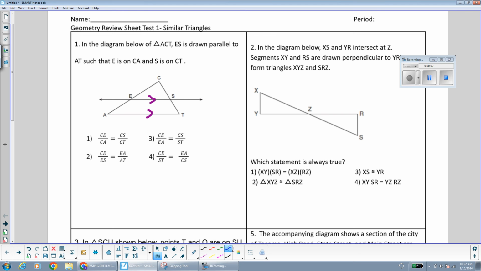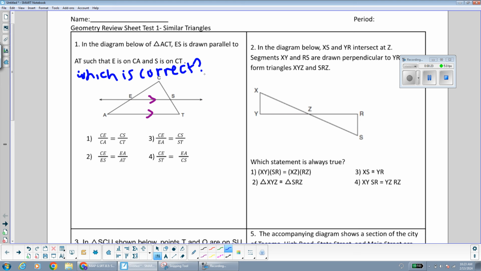So in the first question on the review sheet for test one, it does tell us that ES is parallel to AT. And it is missing part of the question. Sorry about that. But it's supposed to say which is the correctly set of proportion. So I'm going to put that here. Which is correct.